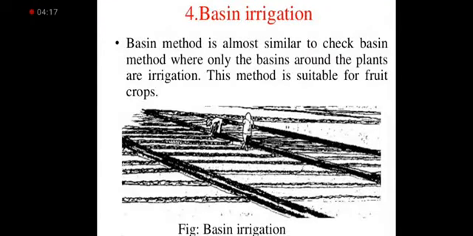Next is basin irrigation. In our day-to-day life, we mainly use basin irrigation when we are growing some tree in our home. What is this? The basin method is almost similar to the check basin method where only the basins around the plants are irrigated. This method is suitable for fruit crops.